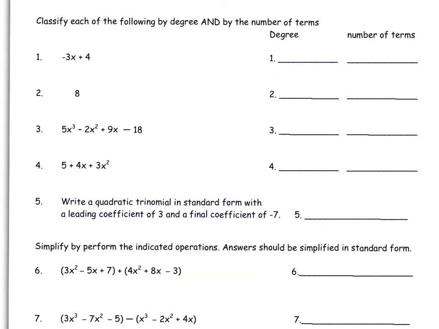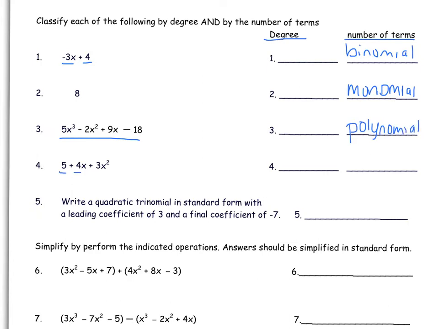For this first part, we're looking for the vocabulary that describes the degree and the number of terms. So I'll do the number of terms first. If there are 2 terms, it's a binomial. If it's 1 term, it's a monomial. If there are more than 3, like this one, we just say it's a polynomial. And if there's exactly 3, it's a trinomial.